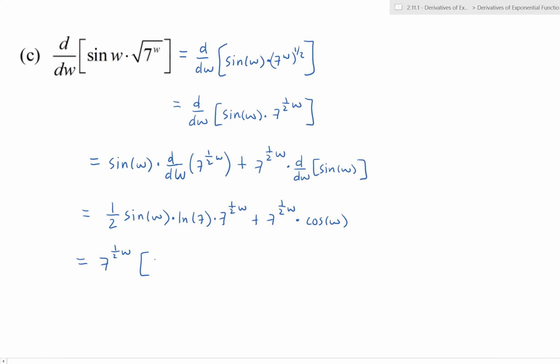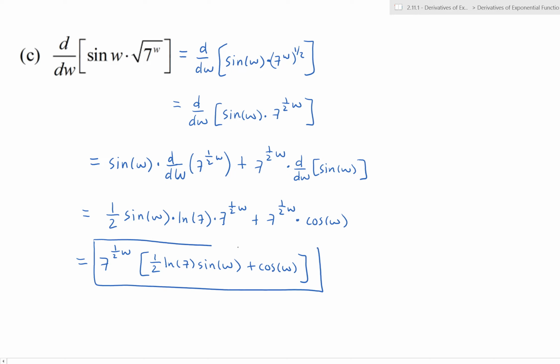And what are we left with? We're left with a 1/2 natural log of 7 sine of w plus a cosine of w. And there we go. There is our derivative in this circumstance. And that's it. That's this video.